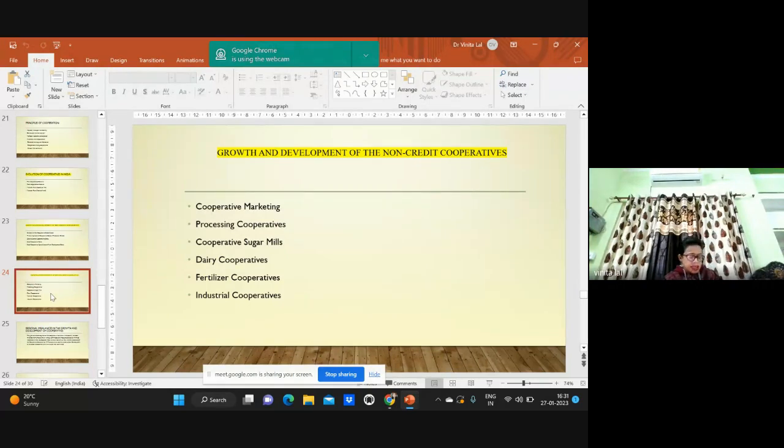The next is fertilizer cooperatives. With a growing population and increasing demand for food grains, and to increase productivity, farmers require adequate and quality inputs at reasonable prices. Faced with this requirement, farmers were facing immense problems in relation to the timely availability of quality fertilizer.